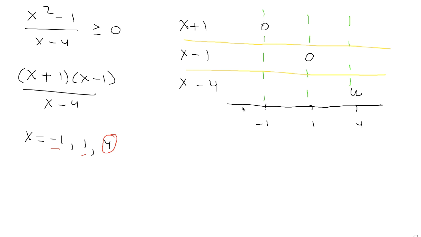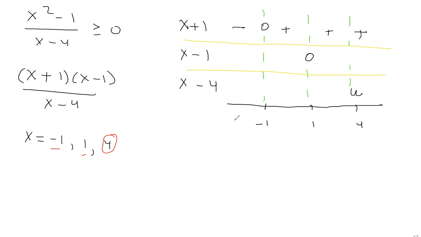But here, if I use, say, -2 as a test point, -2 plus 1 would be -1, so that would be negative. Here, if I pick a number between -1 and 1, I'll pick 0. 0 plus 1 would be positive. It's going to go negative to positive because this is a line with a positive slope, and so it's going to be negative on this side of the 0 and positive on this side, and it's going to stay positive.